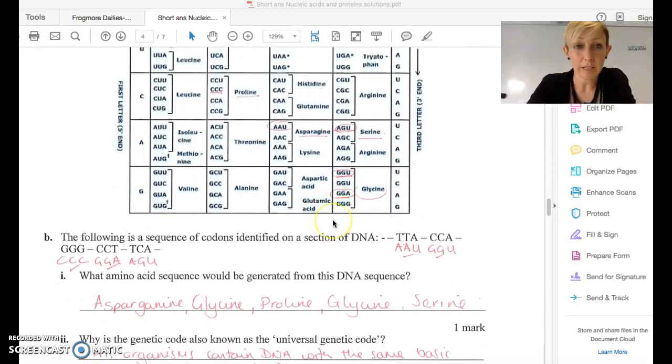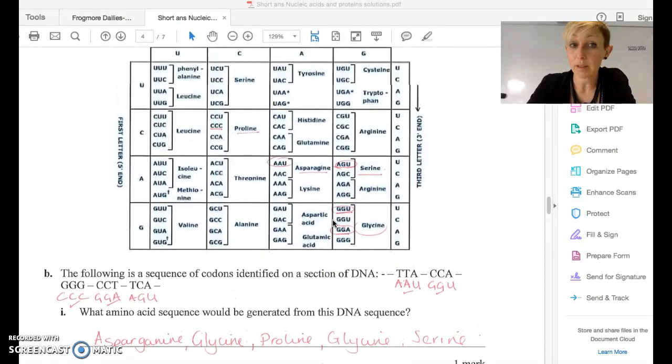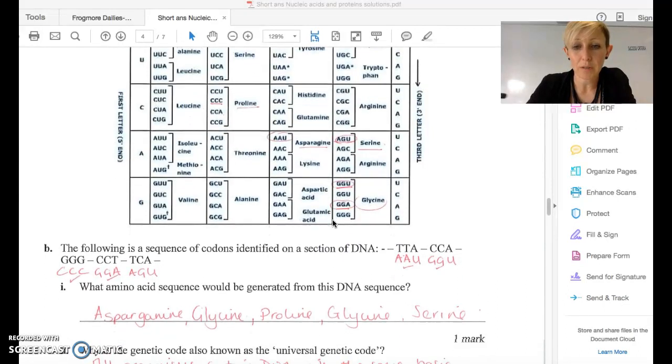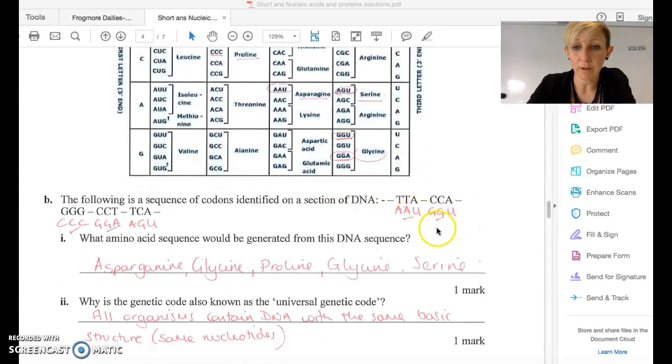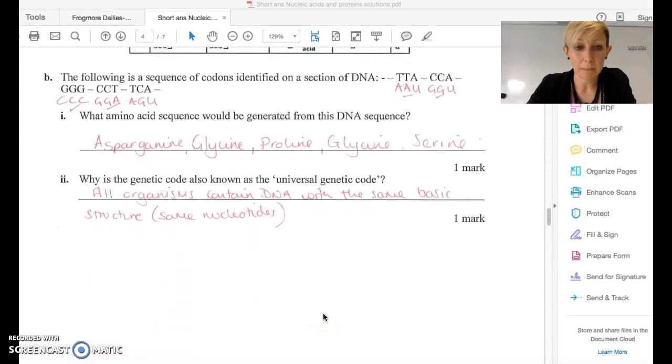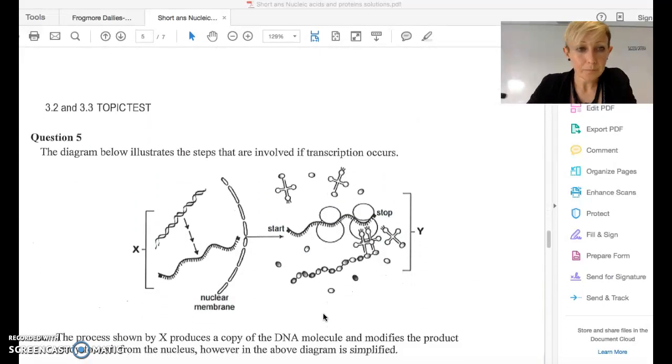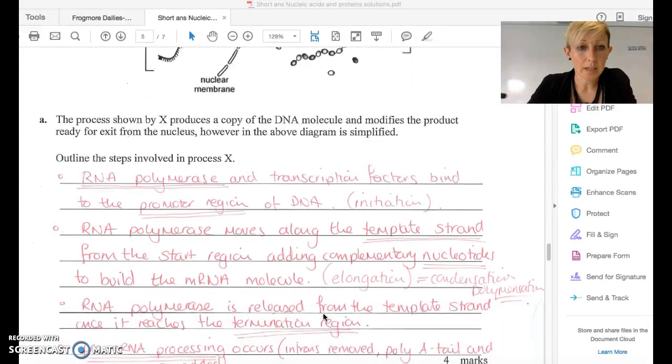I would like you, in these formative tasks, so everything is formative until November, to show me your working and your thinking so that I can follow things through. I wanted to see that you were turning the DNA sequence into messenger RNA, and then you could read the table and identify the correct amino acid chain.